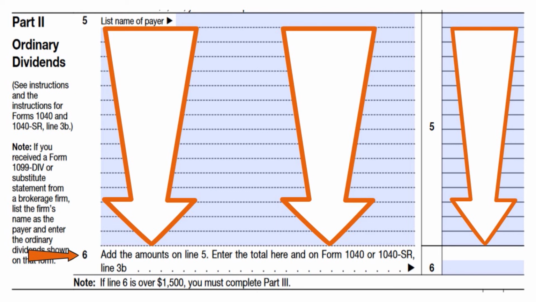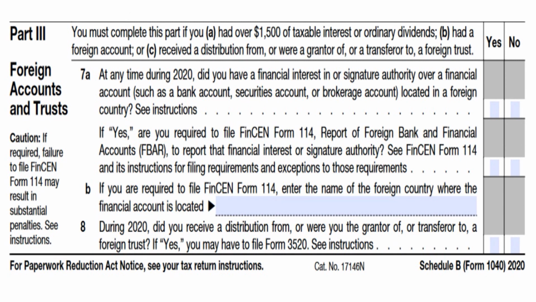And now we move on to Part 3. Part 3, you have foreign accounts and trusts. So you can see it here. This part is only 3 questions that you answer by checking a box yes or no. Very simple. Complete this part if you had more than $1,500 of interest or ordinary dividends from earlier in Schedule B. Also, you want to complete this section if you had, let's say, a financial interest in a foreign account or a trust at any point during the fiscal year.